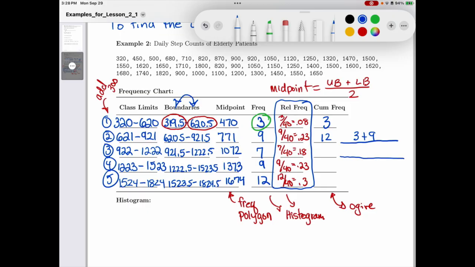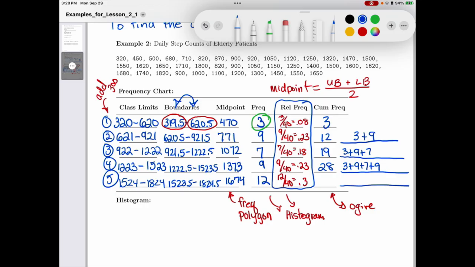For the third cumulative frequency, I'm going to add the first, second, and third class frequencies together. So this is going to be 3 plus 9 plus 7. That's going to give me 19. For the fourth class, I'm going to add all of those 4 classes, the first 4, I should say, the frequencies together. So that's going to be 3 plus 9 plus 7 plus 9. And when I do that, I'm going to get 28.